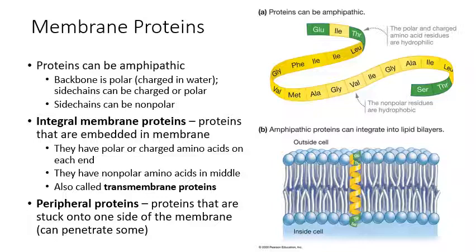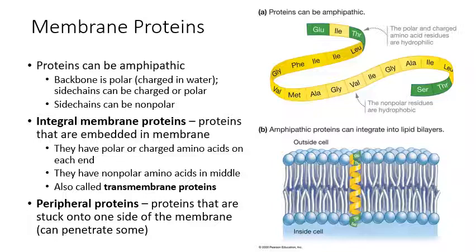So the reason why you can have integral membrane proteins that are sticking all the way through the cell membrane is because some proteins are amphipathic. Just like phospholipids are amphipathic because they have one hydrophobic part and one hydrophilic part, you can have certain proteins that have a hydrophilic part and a hydrophobic part as well.